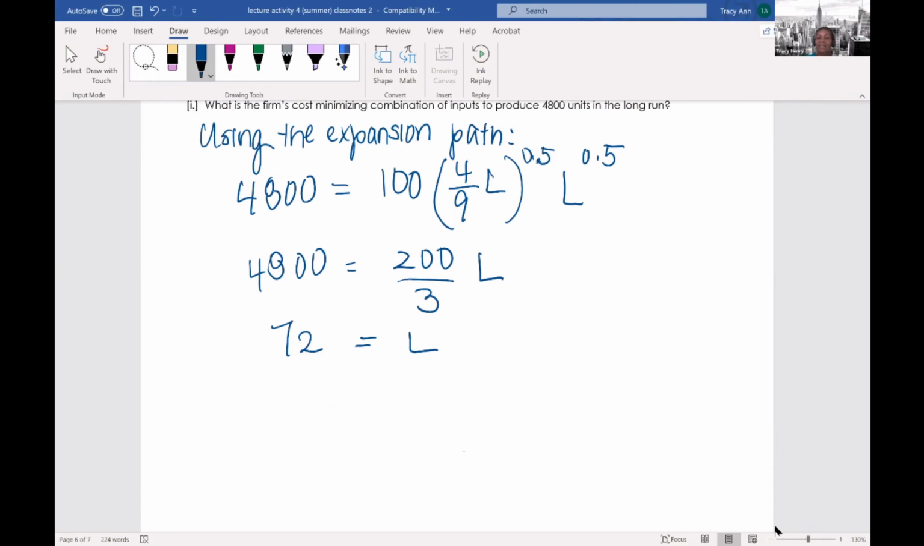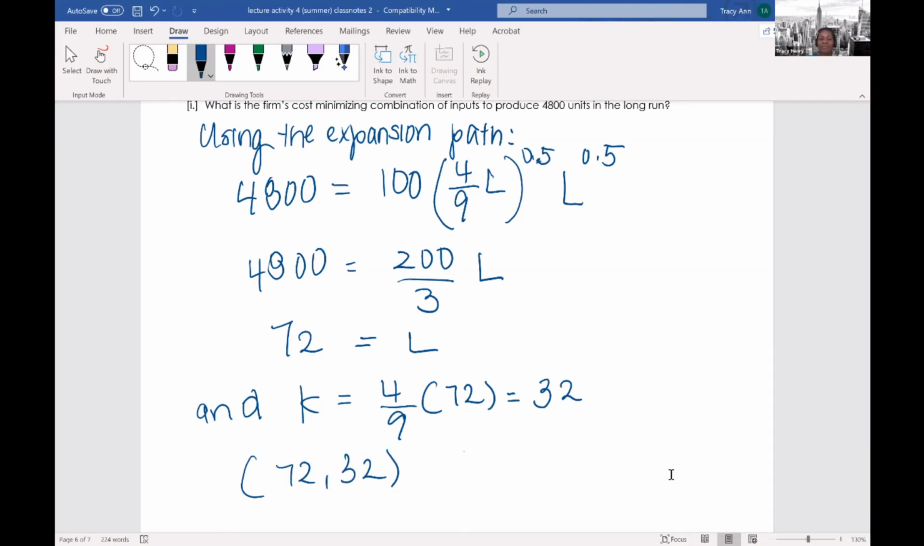Very good. Exactly. And tell me really quickly, what is my K? Yes, so it is 32. My K is equal to 32. So my combination is now 72, 32. Very good. Exactly. So you guys got it.